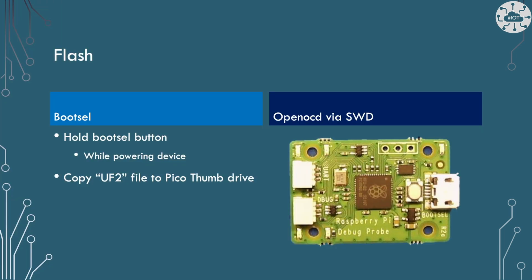Of course, we've talked previously about how to get code onto the Pico and flash it using either boot select or using something like the Raspberry Pi debug probe. Use whichever approach you prefer and you can get this flashing code onto your Pico.